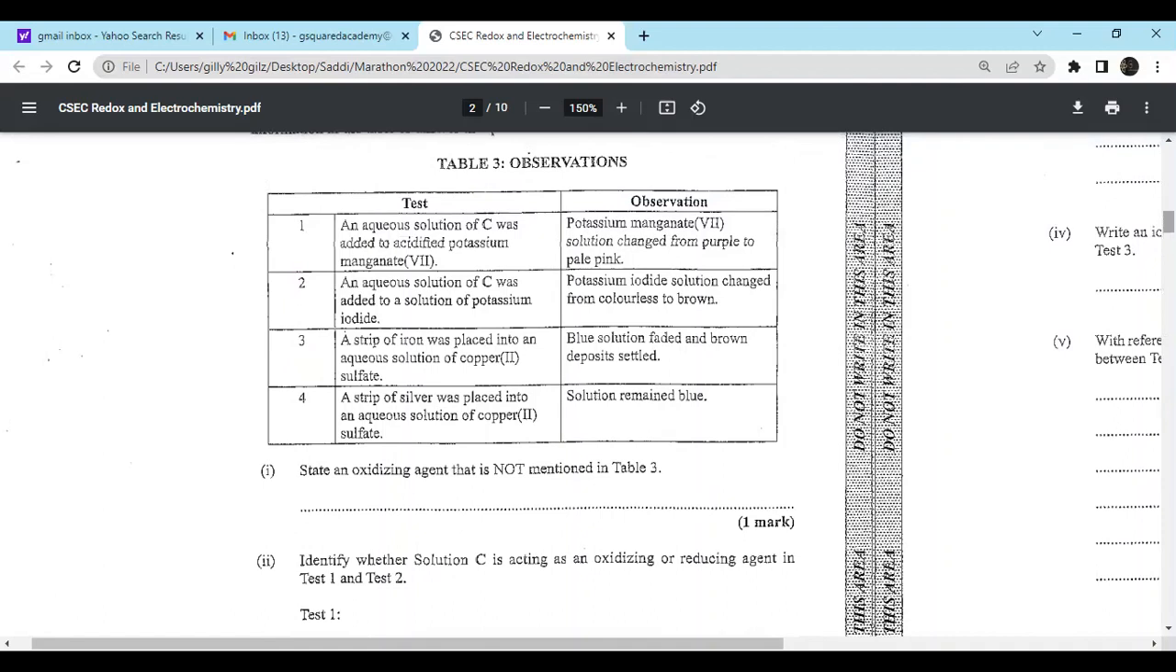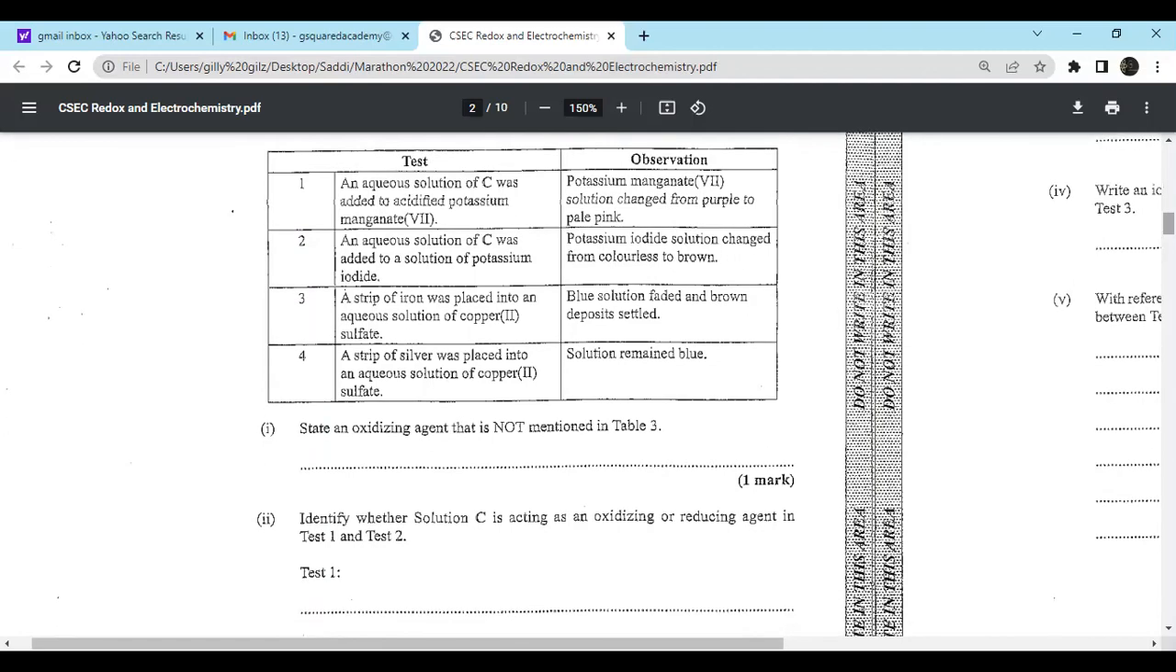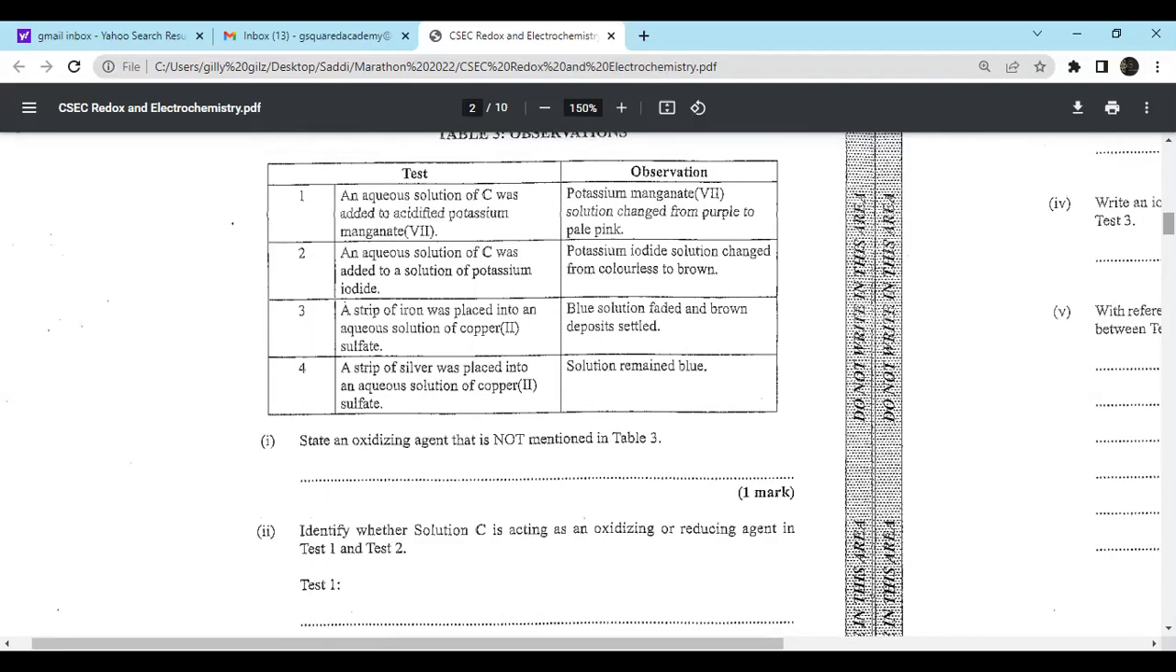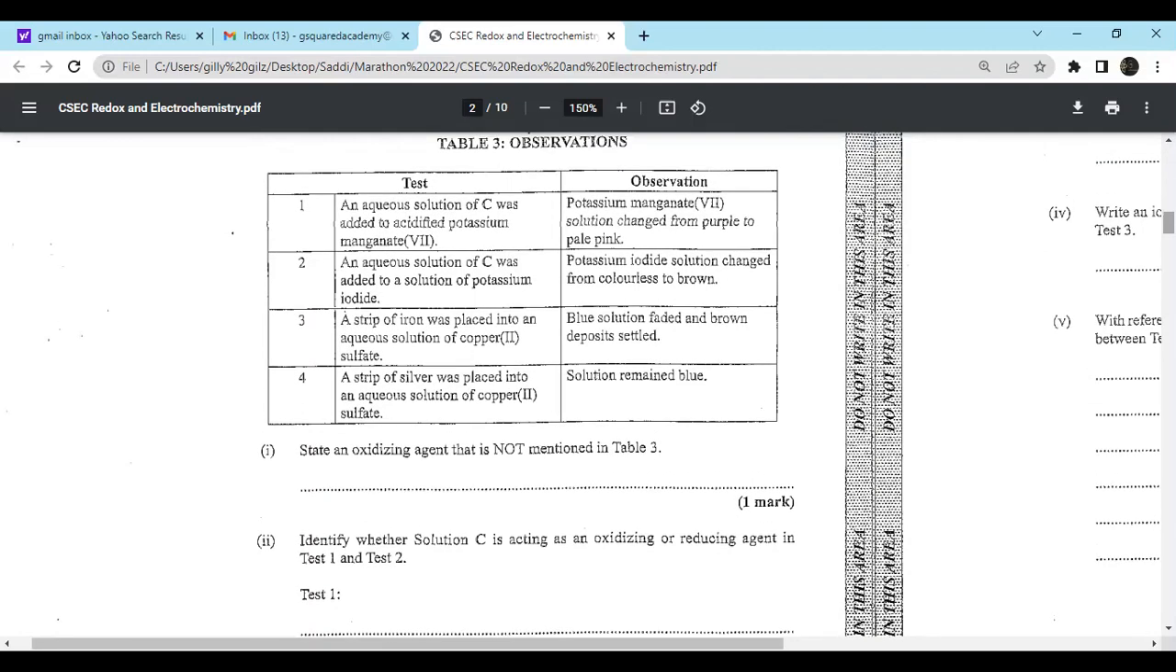So look in test 1. It says solution C was added to potassium permanganate. Doesn't matter what you add to potassium permanganate at this level, it will always act as an oxidizing agent. So in test 1, solution C is acting as a reducing agent because it's coming up against potassium permanganate and it's not stronger than it.